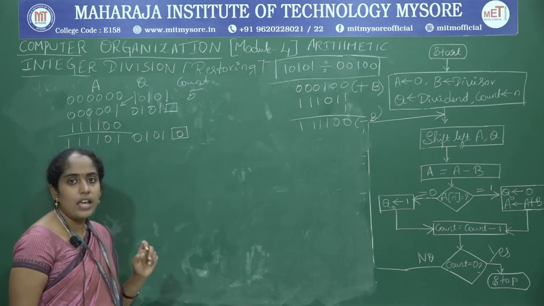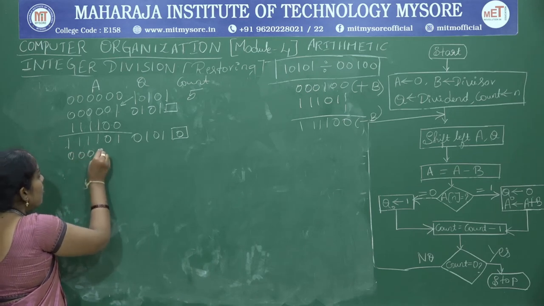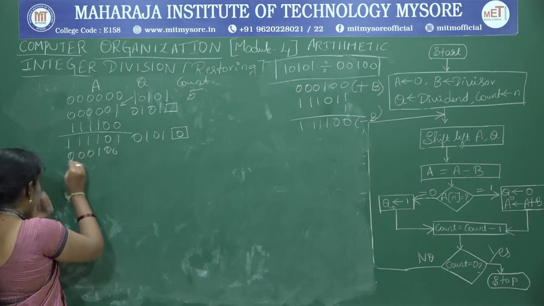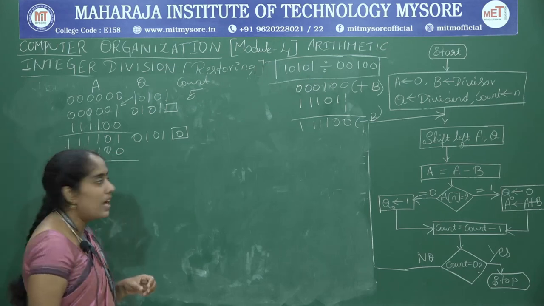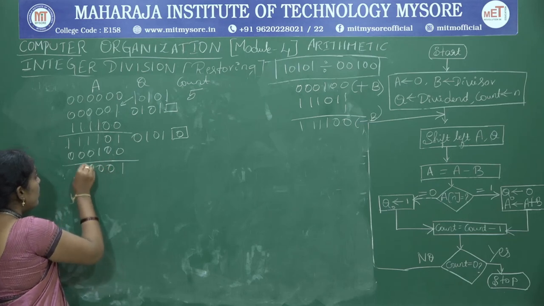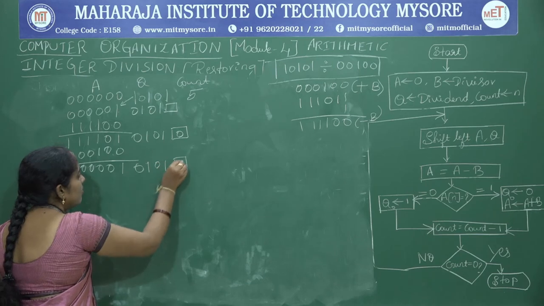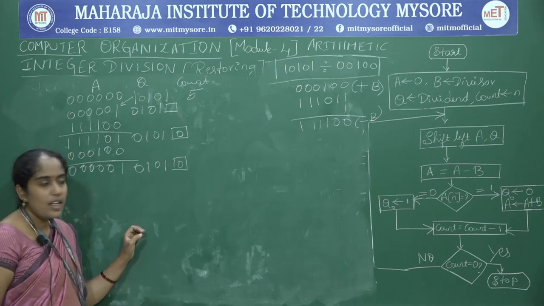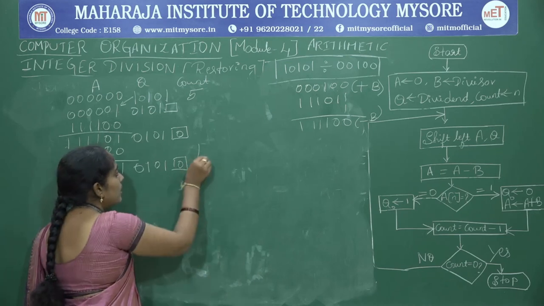Then A is equal to A plus B. Plus B is nothing but 0 0 0 1 0 0. Okay. Now, so the answer is 1 0 0 0 0 0. So 0 1 0 1 and 0. Okay. Now decrement the count value. Now count, it will become 4.